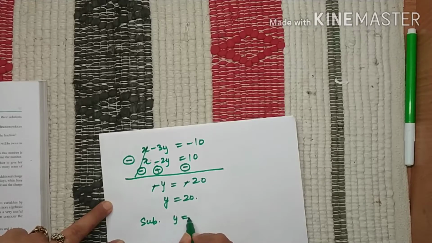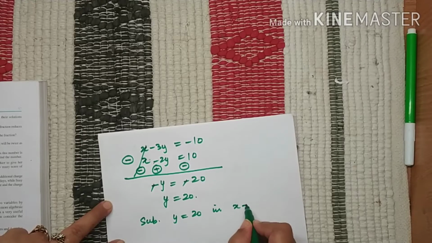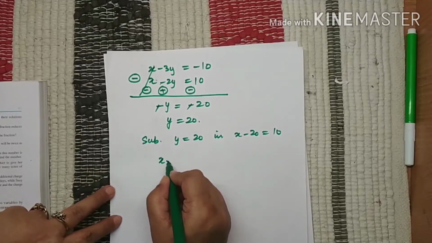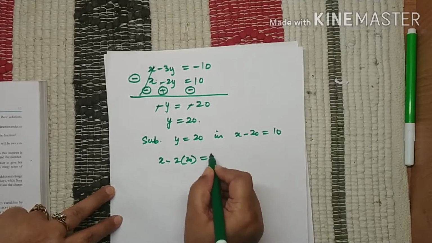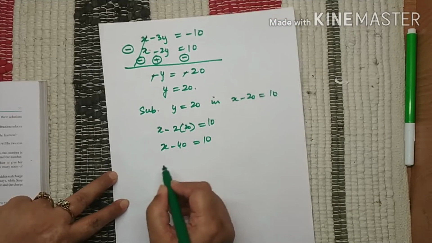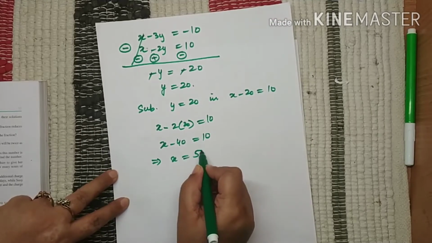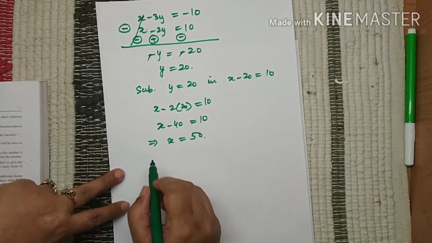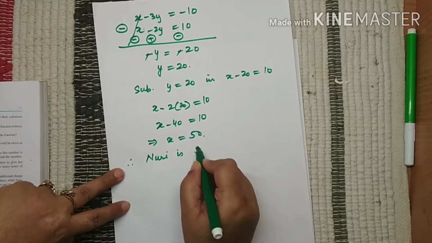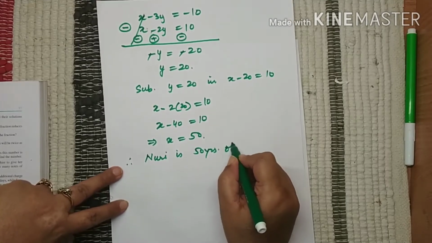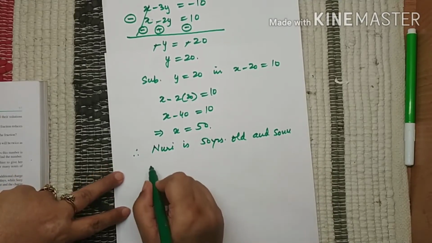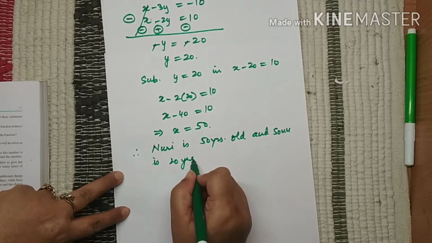Substituting y equal to 20 in x minus 2y equal to 10, I get x minus 2 into 20 is equal to 10. So we get x minus 40 is equal to 10, which gives us x is 50. So x was Noori's age, therefore Noori is 50 years old, and Sonu was y, Sonu is 20 years old.